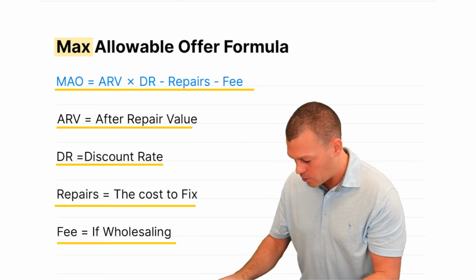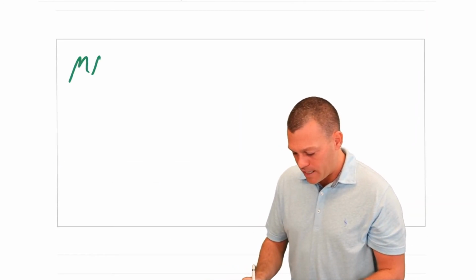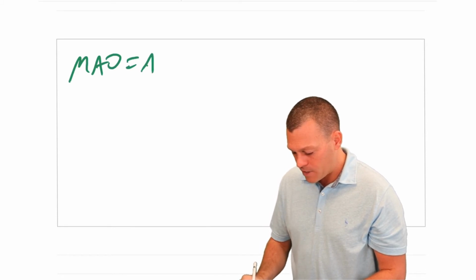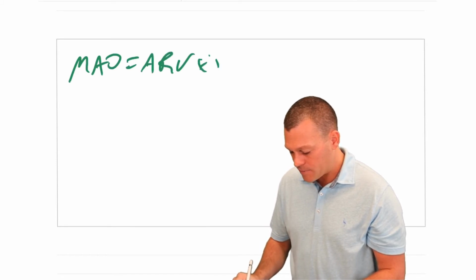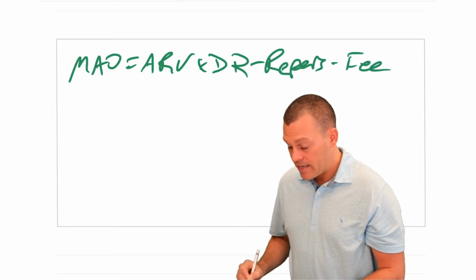All right, let's go and let's open up a new sketch here. And let's say that, again, we're doing MAO equals ARV times our discount rate minus repairs minus a fee if we're wholesaling.